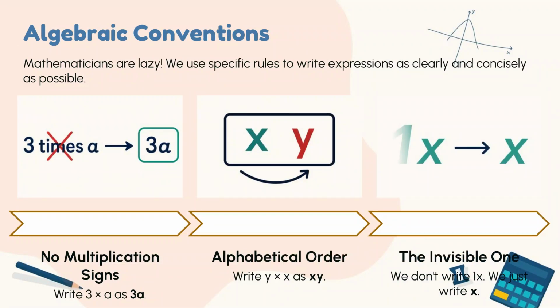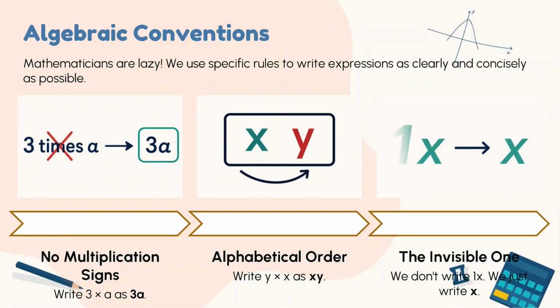Algebra has certain writing conventions. These are rules that help expressions look cleaner and easier to read. First, we usually do not write multiplication signs. So instead of writing 3 times a, we write 3a. Second, letters are usually written in alphabetical order. So instead of writing y times x, we write xy.